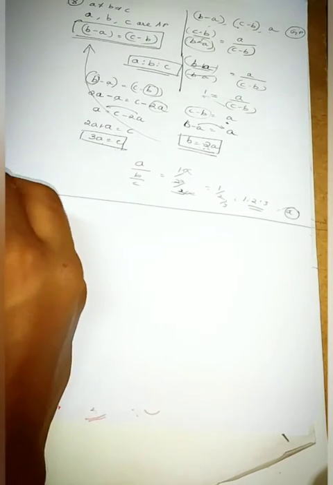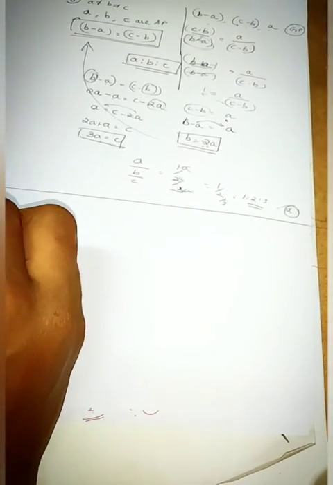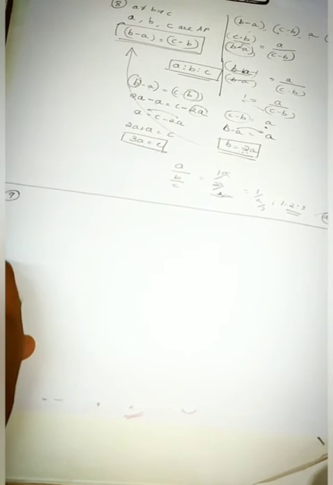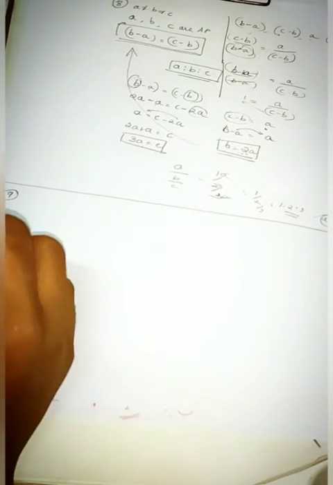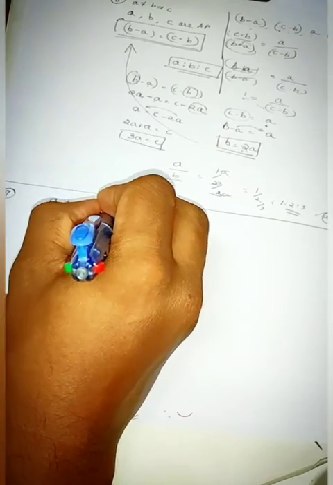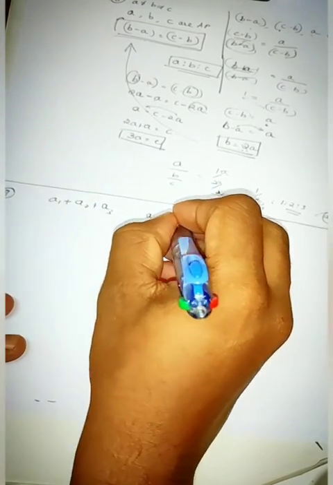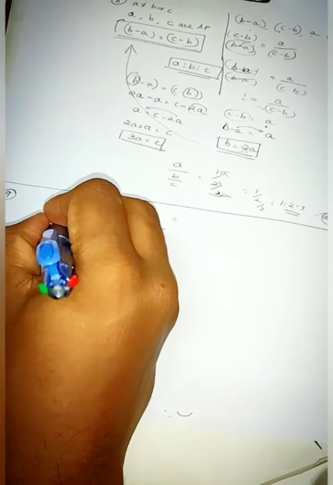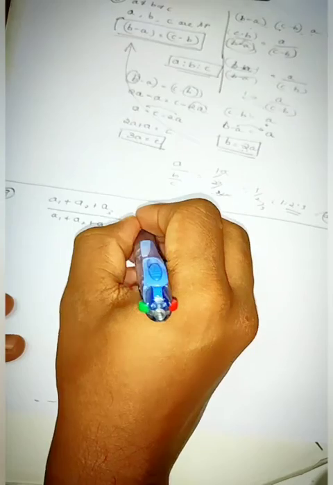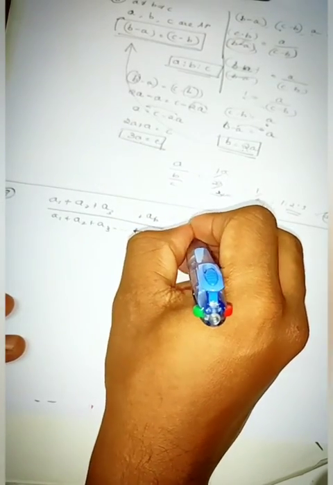Okay, moving on to the 9th question. Here they have given that a1, a2, a3, and so on are the terms of an AP. Given that they are in the form of AP, one more condition they have given is (a1 + a2 + a3 + ... up to ap) divided by (a1 + a2 + a3 + ... up to aq) is equal to p square by q square. This much is given to me.